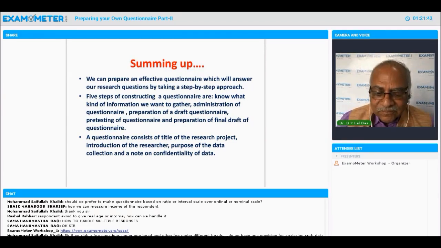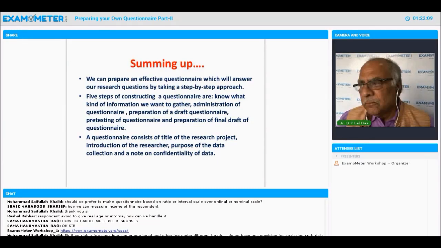Okay, no problem. If we club a few questions under one head and other few under different heads, do we have any provision for analyzing such data in SPSS? We can, but it's again a complicated procedure in SPSS. So it's better not to club. Let each question be asked and answered as one variable we can feed into SPSS.